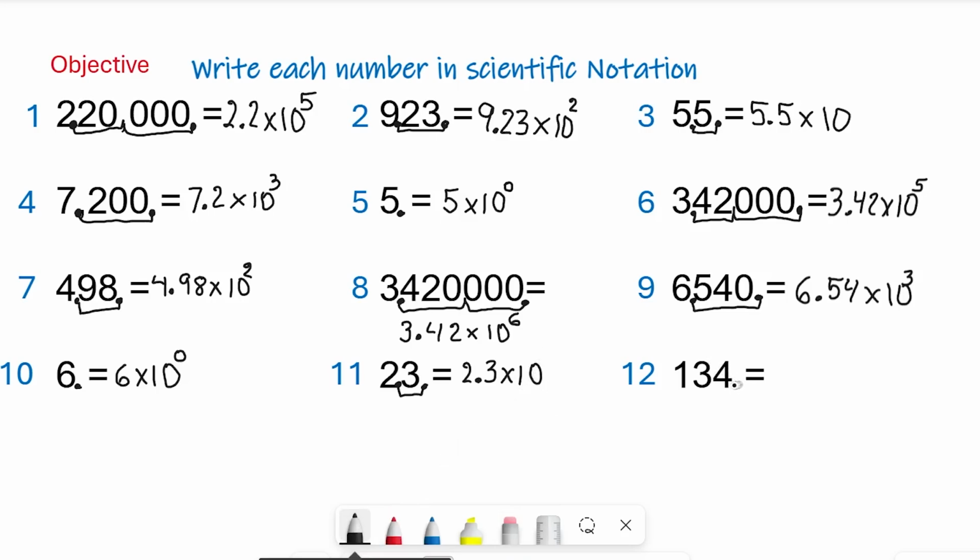Now the last one, the decimal point should be always at the end. So I'm gonna bring it back 2 units, okay? So then the answer would be 1.34, and this will be times 10, and look at the place, right? 2 units back, so it should be 10 to the second power. That's how you write numbers in scientific notation.